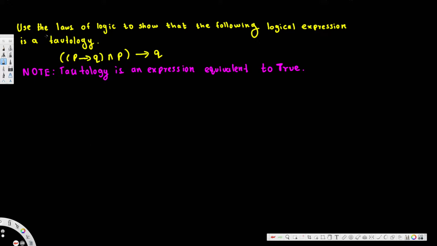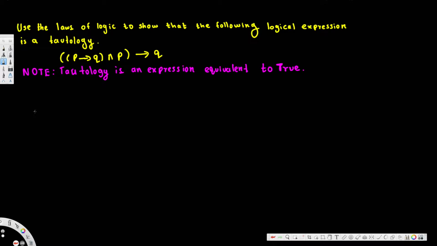Here this question is asking, use the laws of logic to show that the following logical expression is a tautology. Okay, here we have this expression given. We are going to prove that this is true. In order to do this one, we are going to use a bunch of laws. If you don't know the laws, it's better to watch the video on that first. I put the link in my description so you can watch the video on laws. Now let's go ahead and do that. Here we just have to prove this is true.